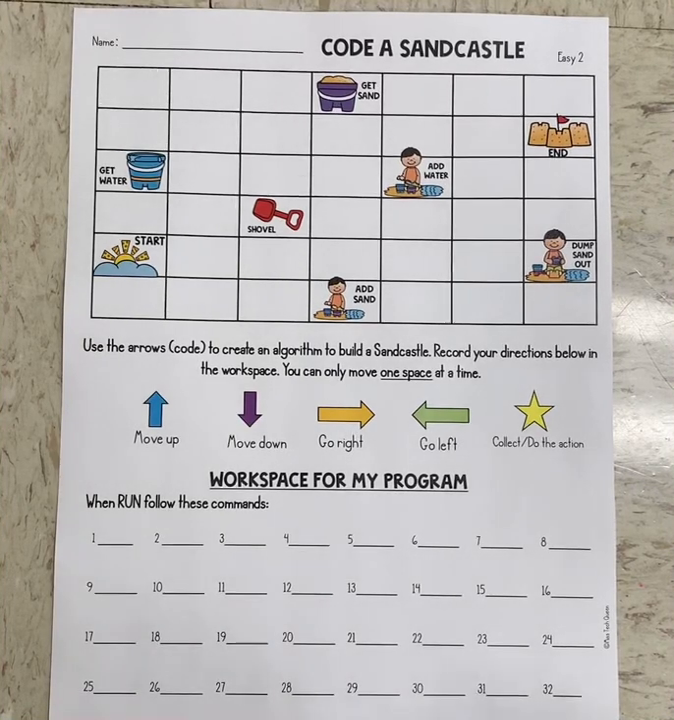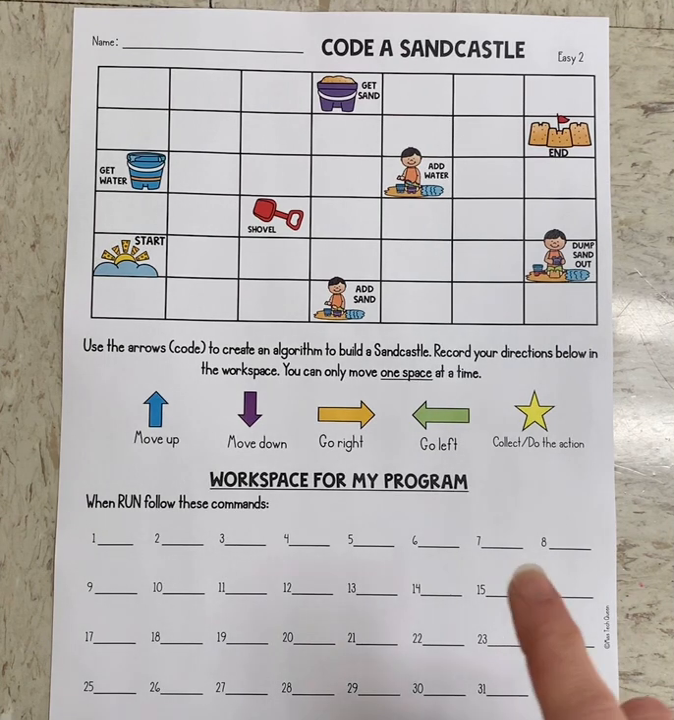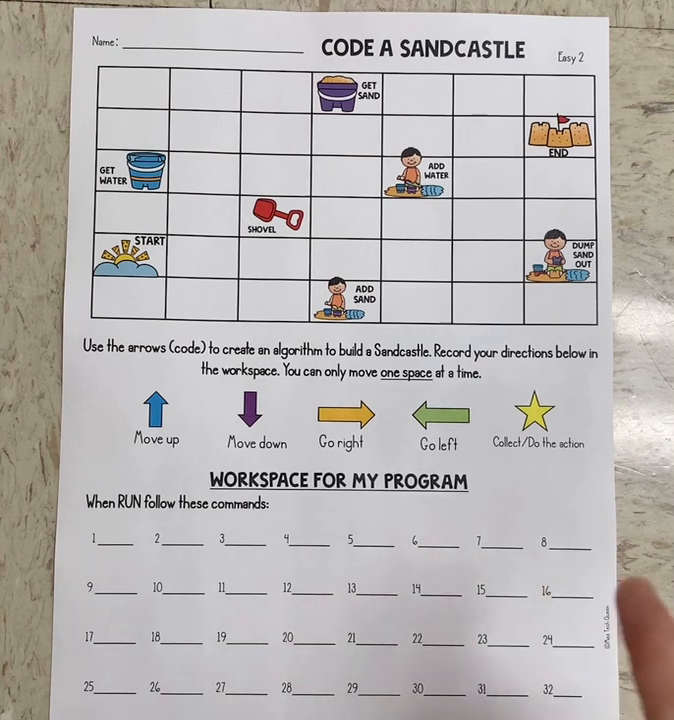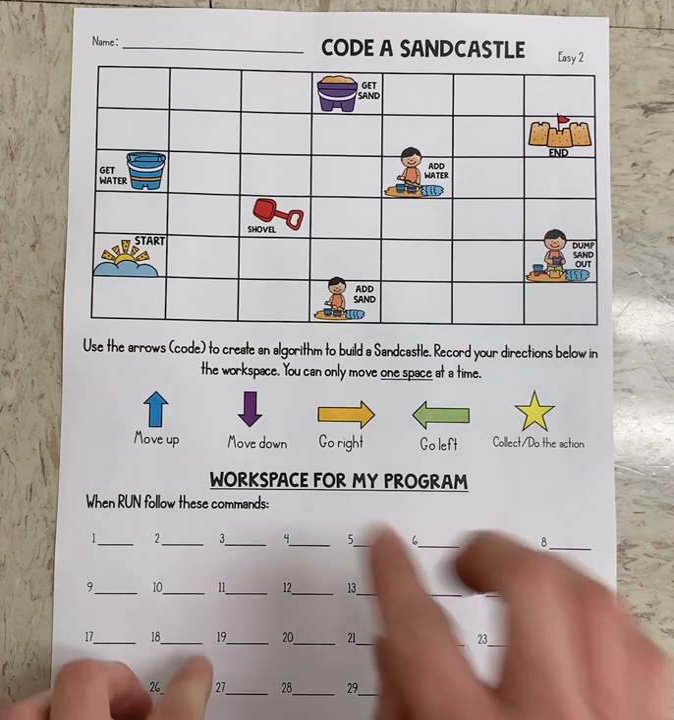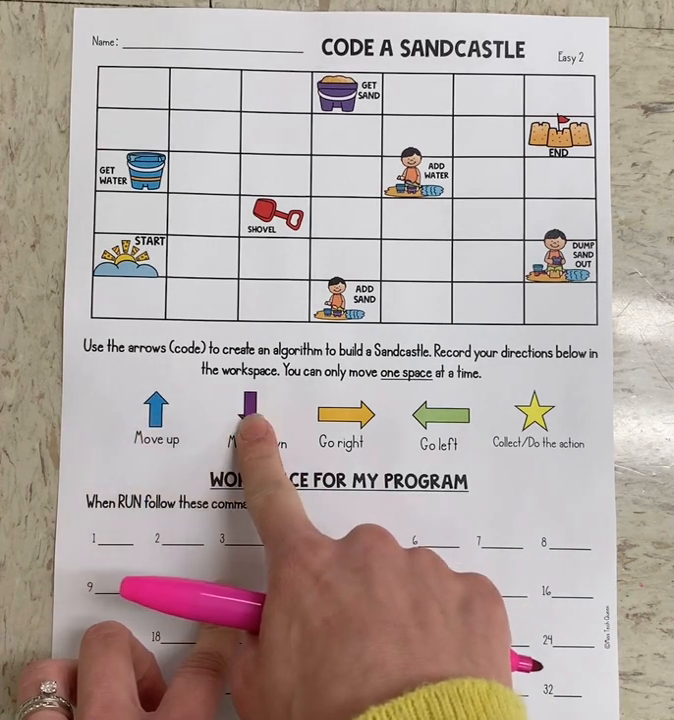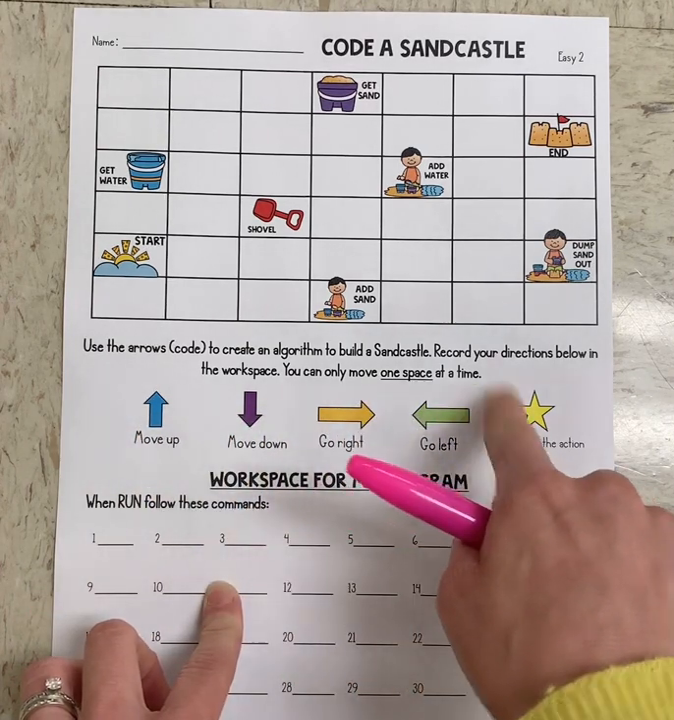Okay, today I'm going to walk you through an example of how to code your own sandcastle. So remember, just like in the book we read, when you're coding, you have to be very, very specific, pointing out each step. You can't just say, grab a shovel and build a sandcastle. You literally have to say, take 2 steps towards the shovel, then pick it up. So we're going to use arrows to help us code building a sandcastle.